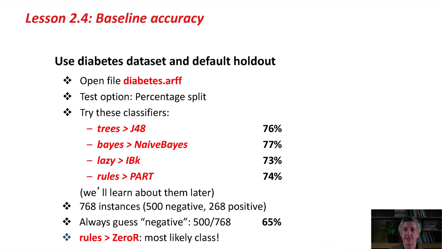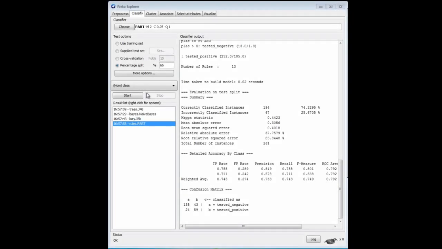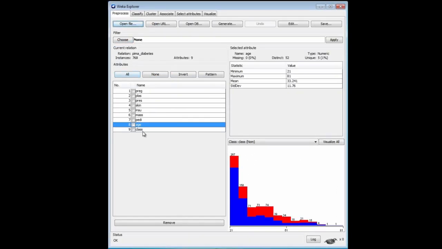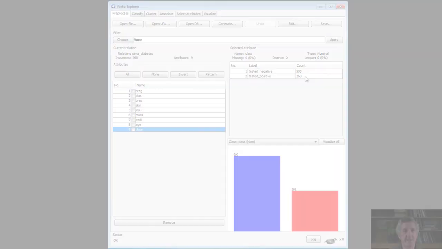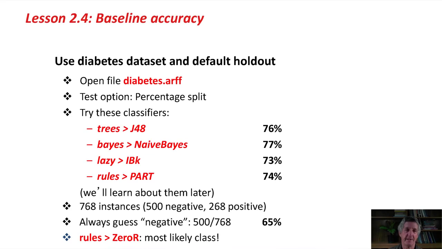Anyway, I'd just like to think about these figures. 76%, you know, is that good to get 76% accuracy? Well, if we go back and look at this data set, the class, we see that there are 500 negative instances and 268 positive instances. So if you had to guess, you'd guess it was going to be negative, and you'd be right 500 over 768, the sum of these two things, the total number of instances, you'd be right that fraction of the time. 500 over 768 if you always guess negative, and that works out to 65%.